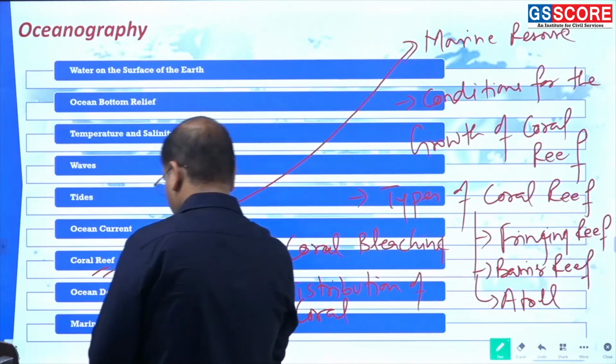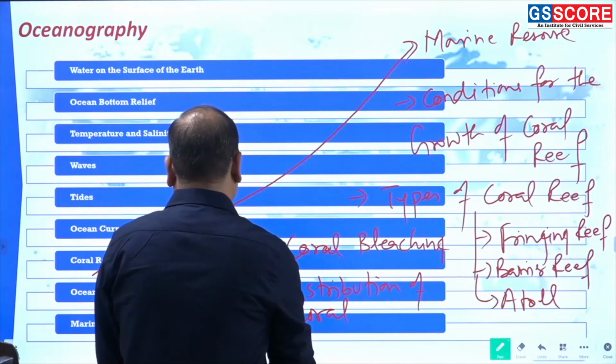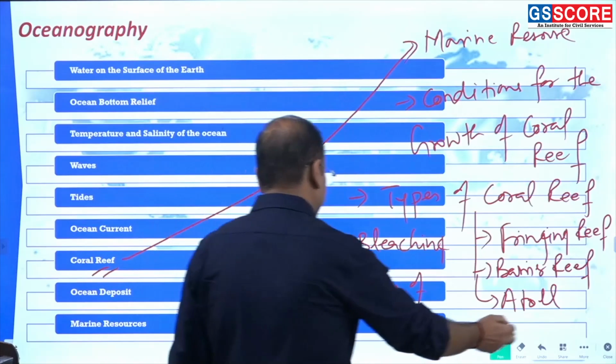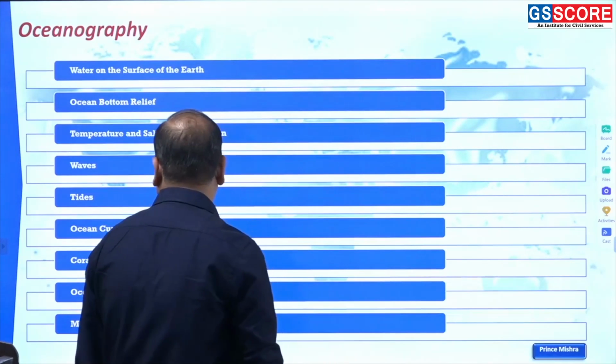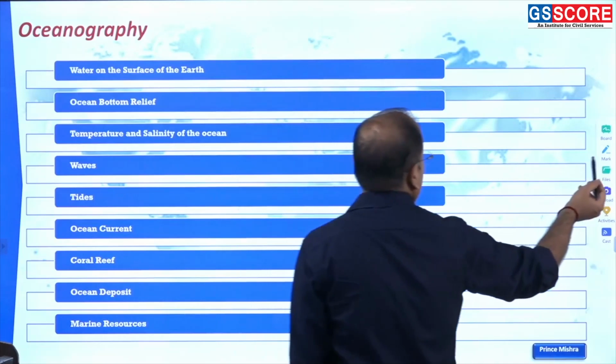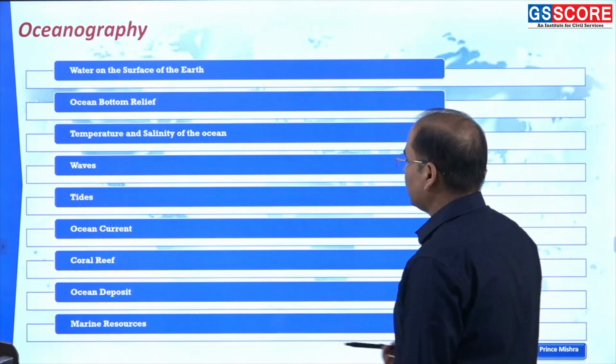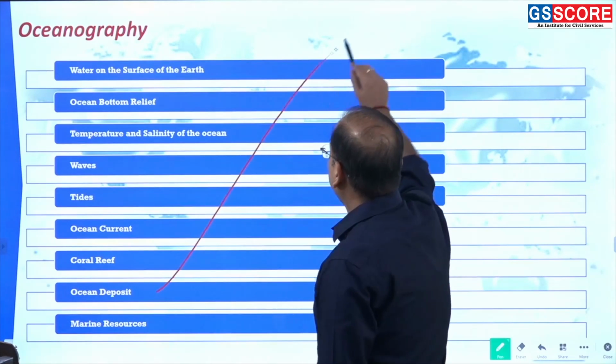So, distribution of corals, coral bleaching. These are the topics that you are supposed to study under the coral reef. Then comes the topic of ocean deposits.